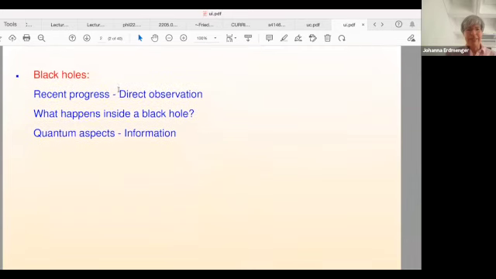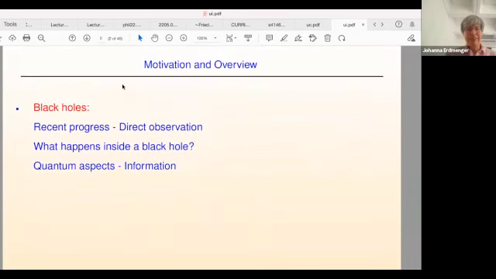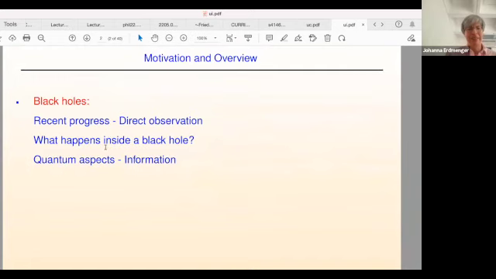So black holes. There has been recent progress in the real world because they were directly observed by looking at gravitational waves. The fact that these gravitational waves are emitted from black hole mergers really means that there are black holes in the universe. This is a major development in astronomy, which is pretty recent. That's of course classical physics, but black holes really exist. Then the question is, what exactly happens inside a black hole?